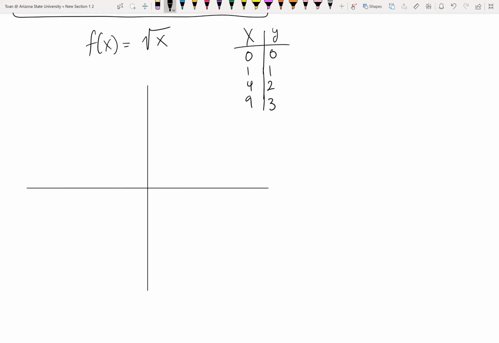So it looks like I have to make 10 tick marks here. 1, 2, 3, 4, 5, 6, 7, 8, 9, 10. 1, 2, 3, 4, 5, 6. And let's just plot it. 0, 0. Oh man, my tick marks are not even. 1, 1. 4, 2. 9, 3. So it looks... Ooh, that's bad. So it looks something like that.